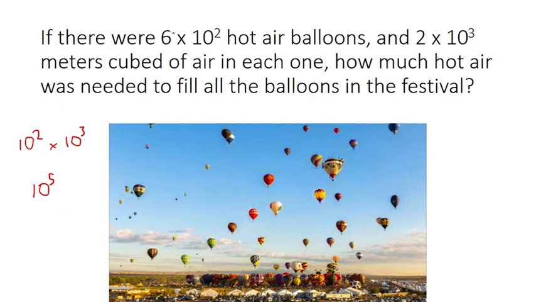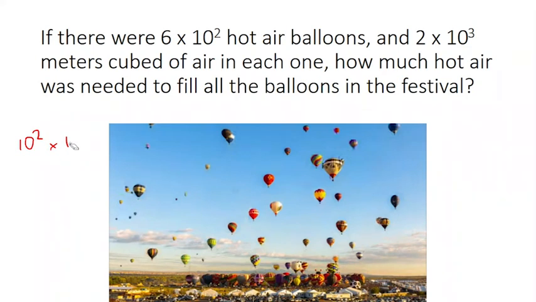Instead of writing out everything here, you can just times the 6 and the 2, which is 12, and then times this one and this one, and that will be 10 to the power of 5. And because I've got 10 to the power of 5, that means I'll have 5 zeros behind my 12. 1, 2, 3, 4, 5. And that's a little bit easier, I think, than working it out the other way.